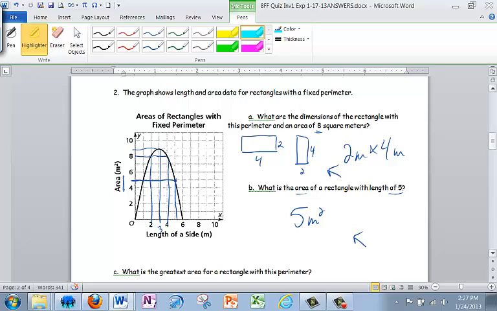Number 2. This went fairly well for most of you. A few of you were in left field, a little bit confused, so please come see me. I will help you. So for A and B, all you needed to do was read the graph.